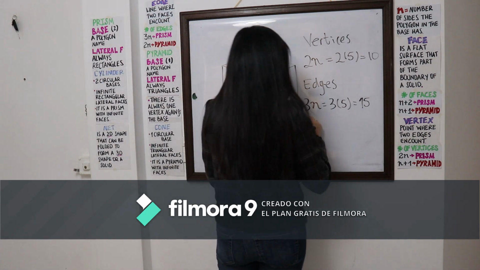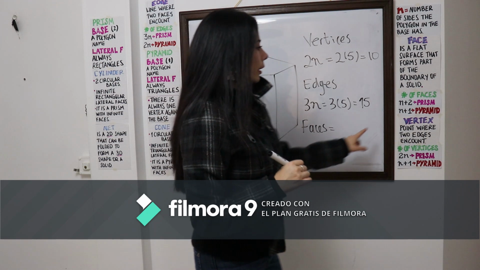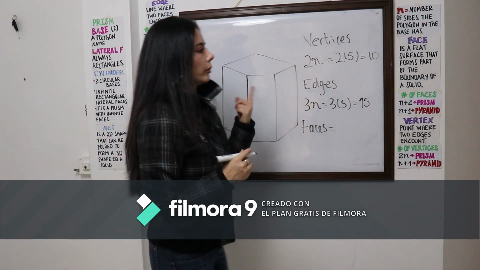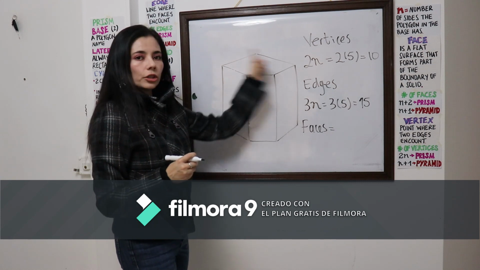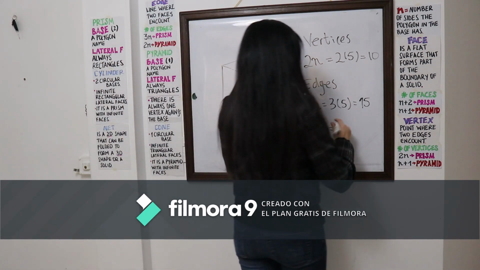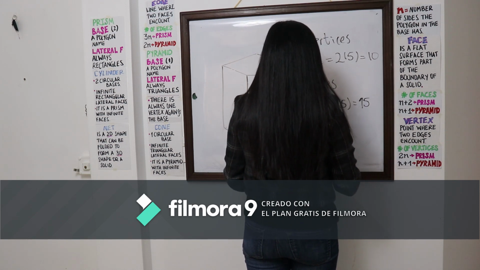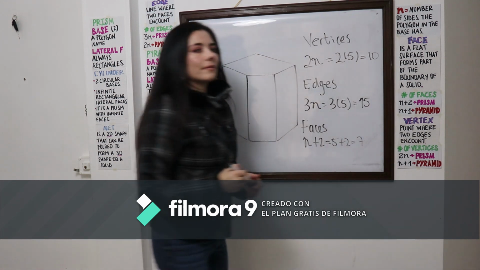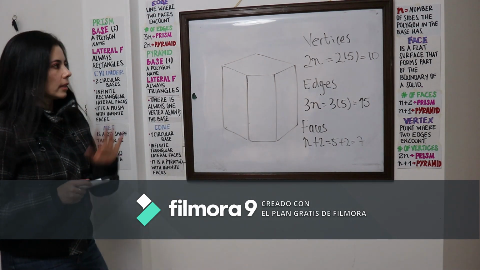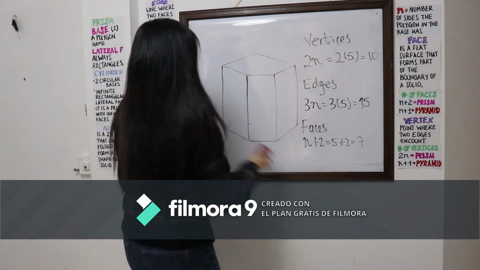How about the faces? Well, the faces are going to be n plus 2, because remember, we have 2 bases and then just the lateral faces around it. So it's n plus 2, that is 5 plus 2. So we know we have 7 faces in this case. See? It's just that simple. So you can work it out this way.